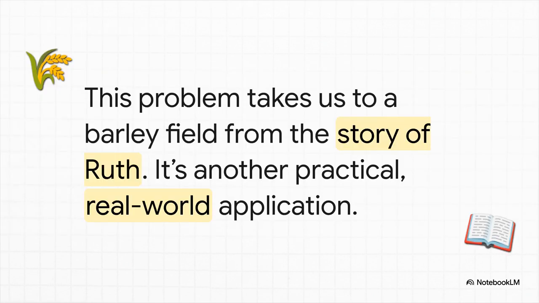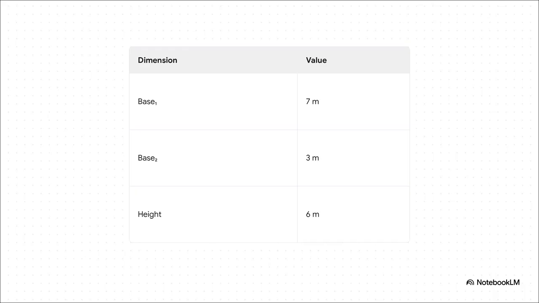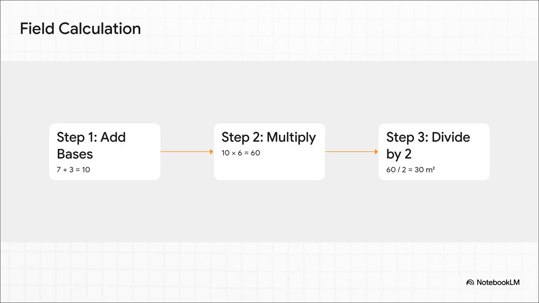Let's keep it moving with our next example. This one takes us to a corner of a barley field, a scene right out of the story of Ruth. It's another totally practical, real-world use for our formula. So for this barley field, the numbers are different, but the process is exactly the same. Our bases are 7 and 3 meters with a height of 6 meters. Let's run the calculation a little faster this time. The bases, 7 and 3, add up to 10. Multiply by the height of 6, you get 60, and half of that gives us a final area of 30 square meters. You can see how reliable this is.